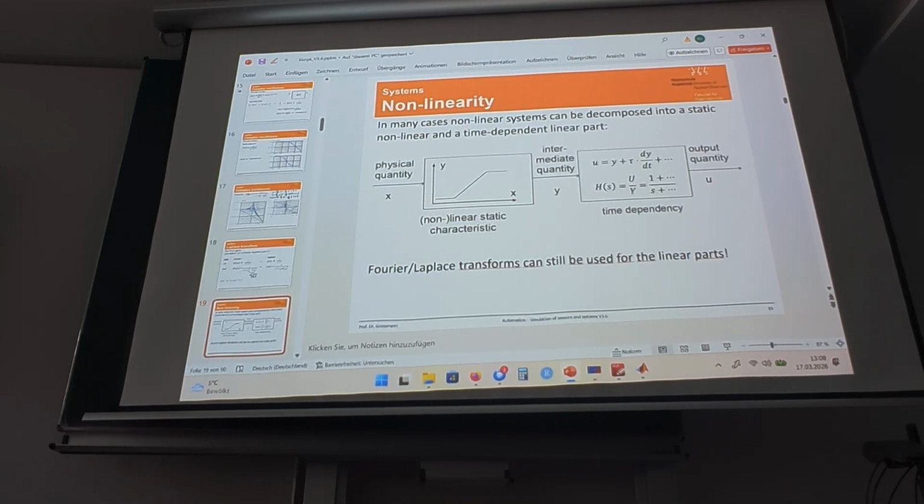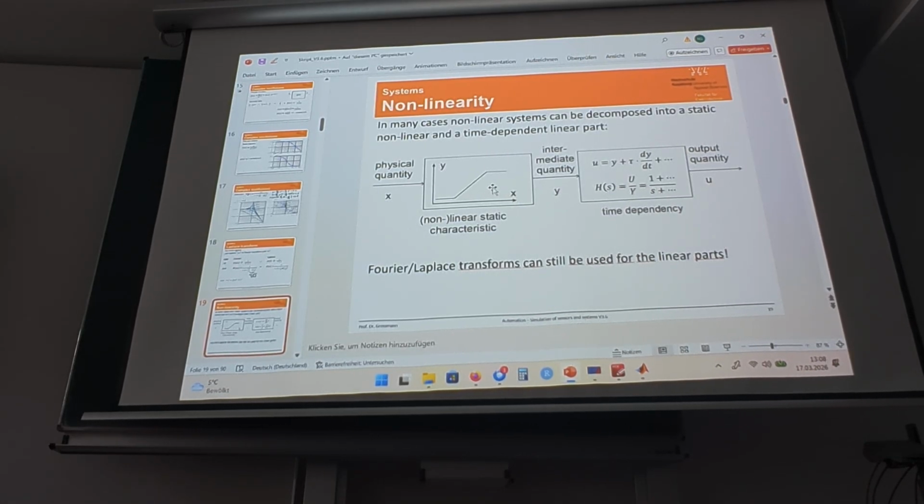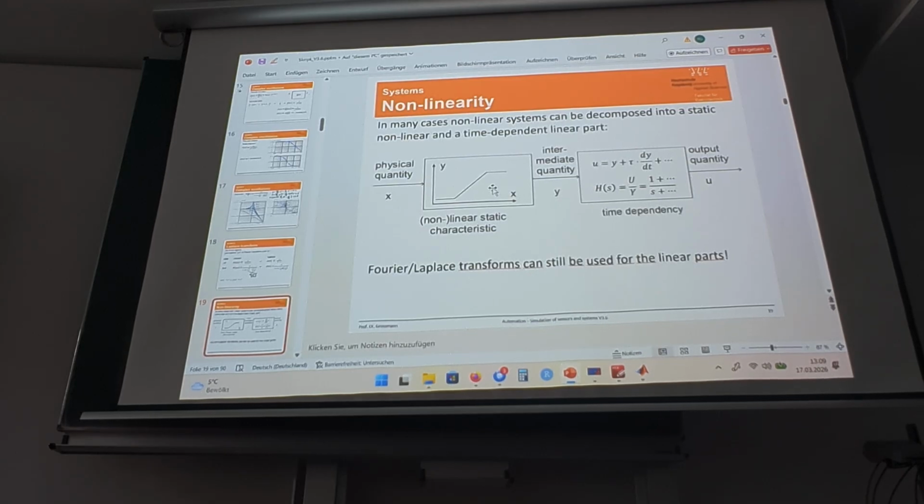You can use them in models in MATLAB. And for the first part, then this is just a formula, or it's just a characteristic where you get from one value to the next, but there is no dynamics in it. So this does not depend on time, or time dependencies are centered here. It's not always possible, but in many cases.